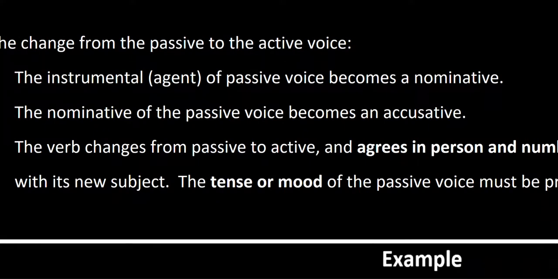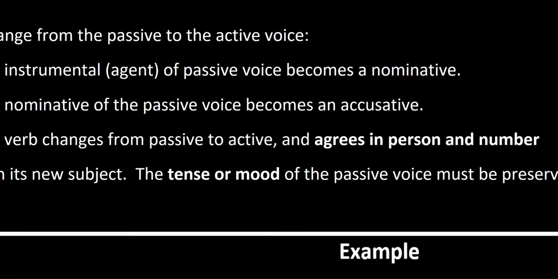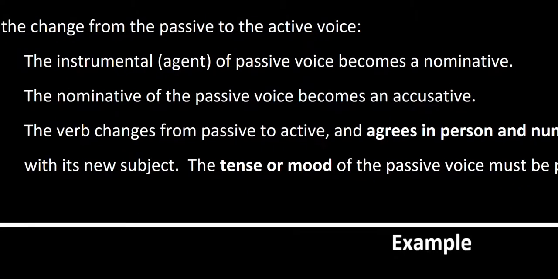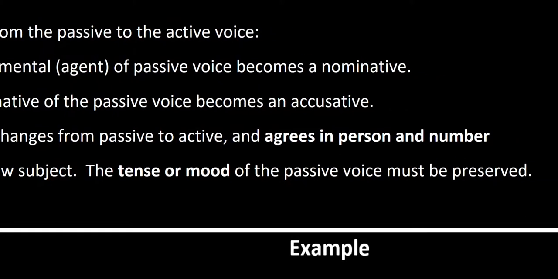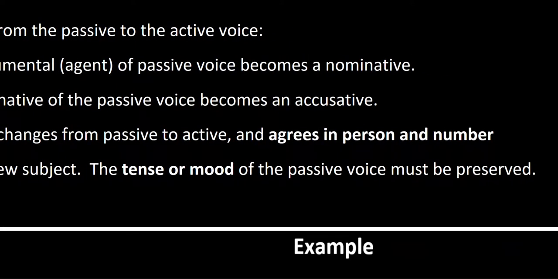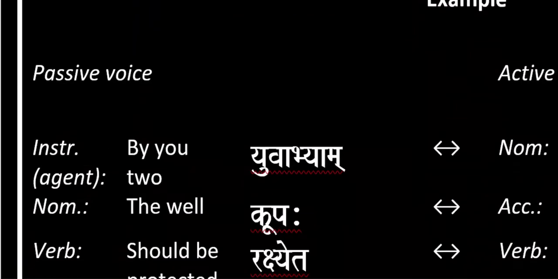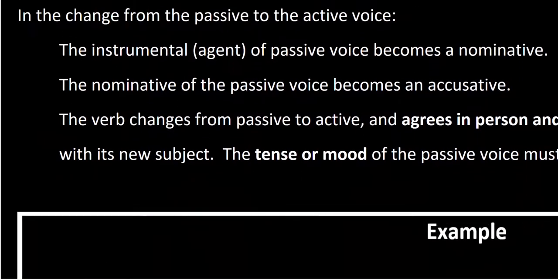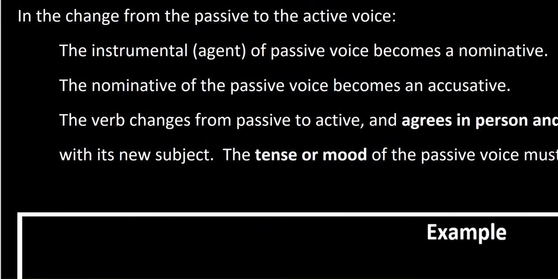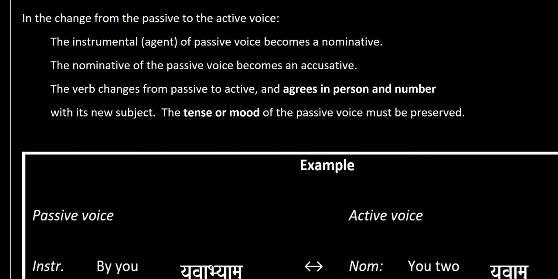The instrumental agent of the passive voice becomes a nominative. The nominative of the passive voice becomes an accusative. The verb changes from passive to active and agrees in person and number with its new subject, and the tense or mood of the passive voice must be preserved. So the first two guidelines are basically the opposite of what we just previously learned, and we have an example changing a sentence from the passive voice to the active voice.